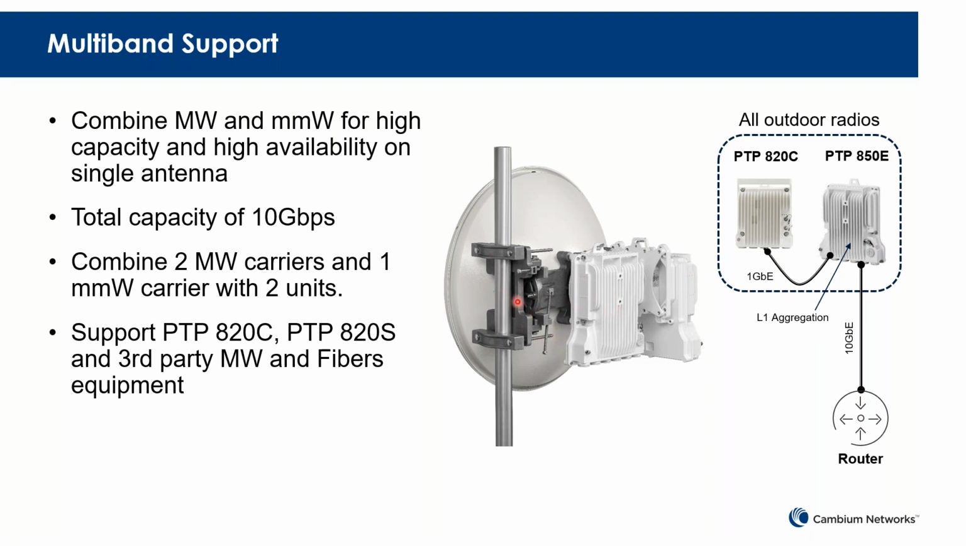We have 1 and 2 foot for both 18 and 23 gigahertz. You can have a multi-band antenna with this kind of direct mount setup. Also, in this case you can have a different, existing licensed microwave. It could be a licensed microwave from Cambium, or it could be a third-party microwave. We can do both. And we're using the 850E as a host. So you can see we have a 1 gig connection between the microwave and the E-band radio. And then on the 850E, we will do the layer 1 aggregation, combine the data together, and then send it to the customer's device.